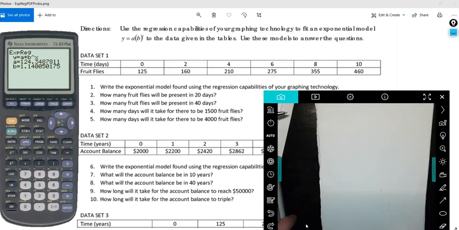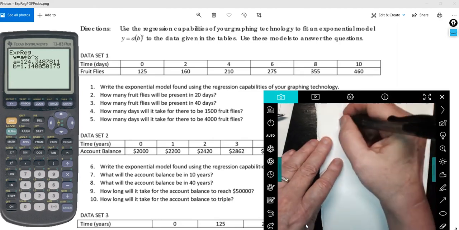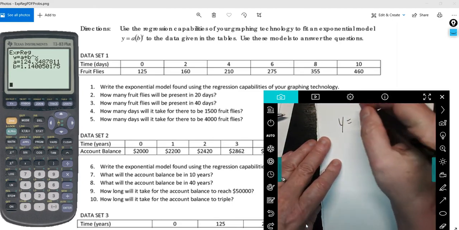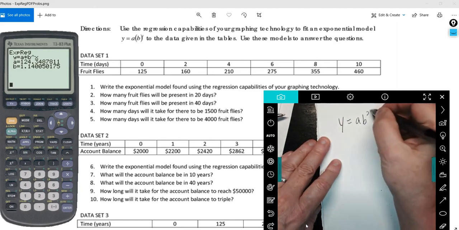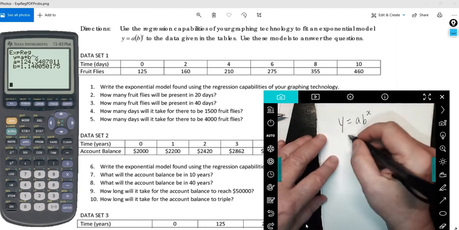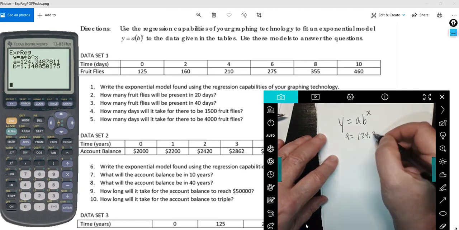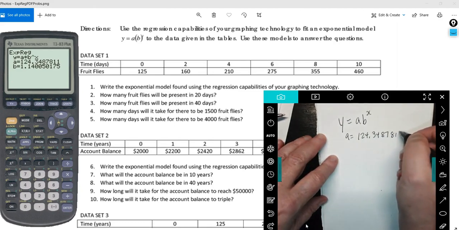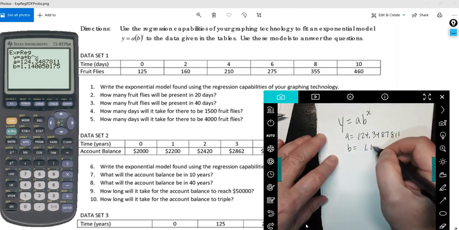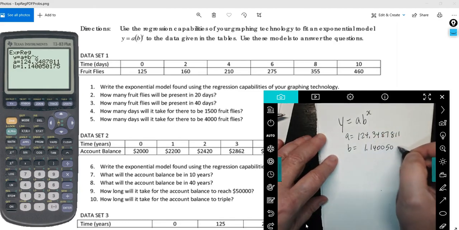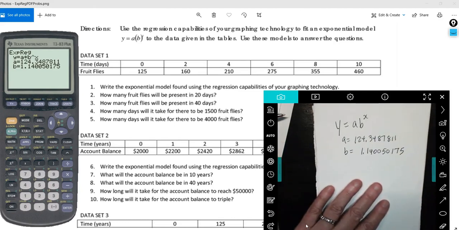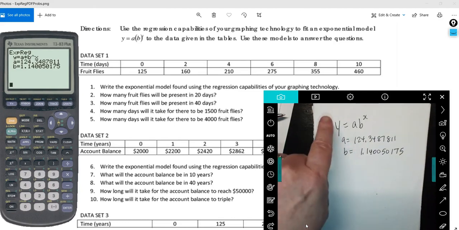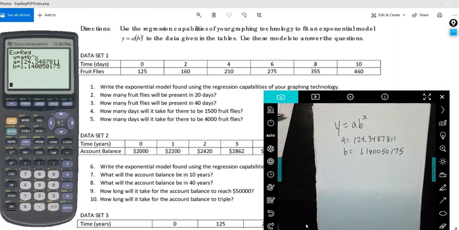Okay, so now we have the regression equation. And so this regression equation is y equals a times b to the x, and then it tells you where a is equal to that, and b is equal to that. Now this is not the answer. Like if you were going to write down the regression equation, I'd have students that write that as their answer. They're just copying what they see in their graphing calculator. And so we need the actual equation.